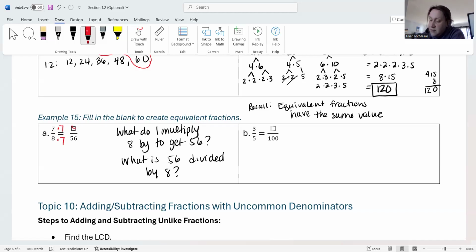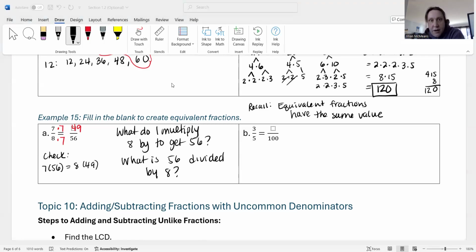So 7 times 7 is 49. Now remember, if you want to check this, you can. We do that cross multiply thing. So we would ask ourselves, is 7 times 56 the same as 8 times 49? Well, let's go to a calculator and see really quick. I don't feel like doing the side work for this one.